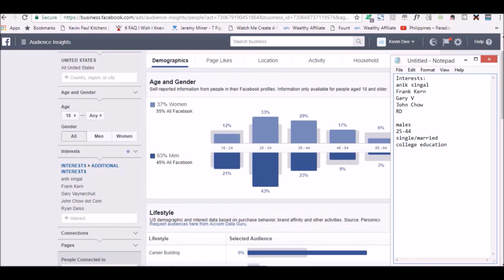And that's not hard, guys. The Facebook ads really is that simple. I don't know why everyone seems to be complicating it. That's how to use Facebook Audience Insights, guys.